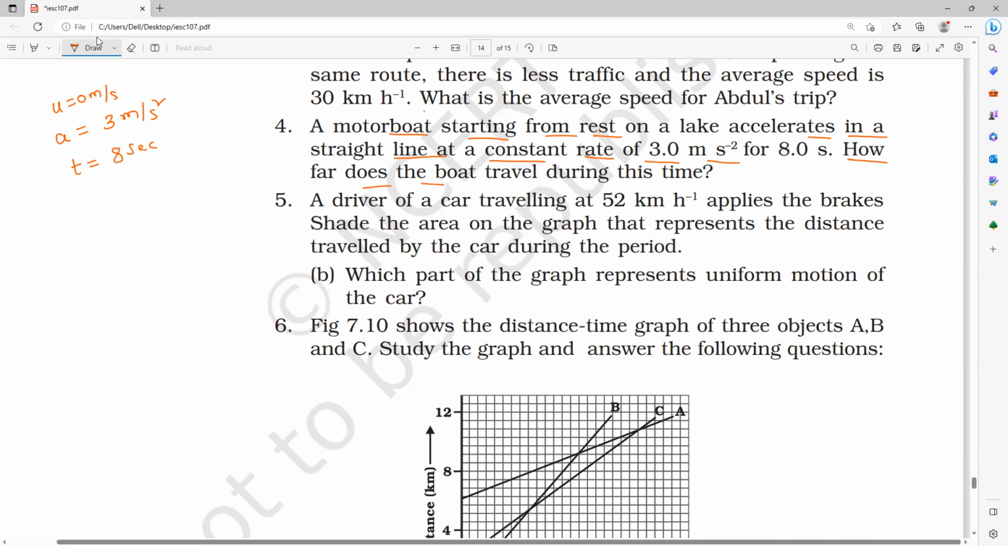How far does the boat travel during this time? How far? Far means what? We have to find distance or displacement. Of course, it is traveling in a straight line. So it is a distance or displacement. Displacement. Yes or no?